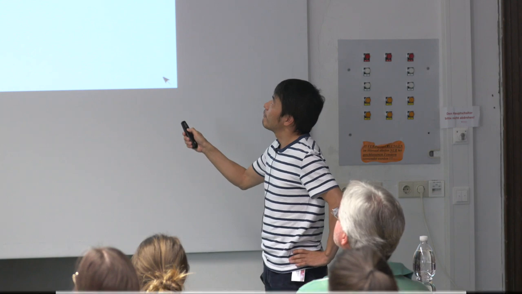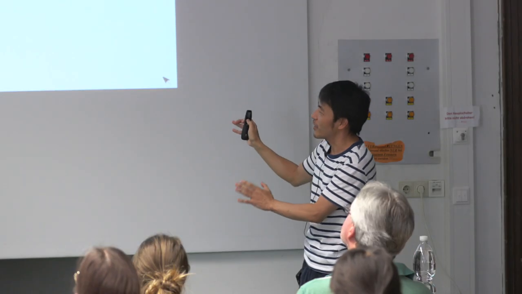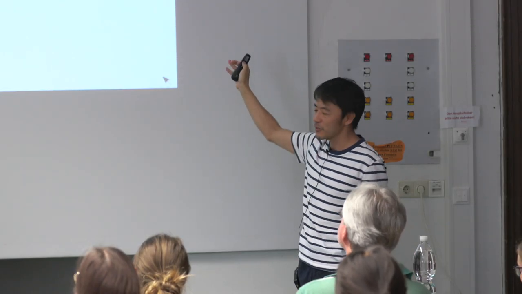But Venus has retrograde spin, and the period is larger than 200 days, so it's almost not spinning. From this figure, it's a bit difficult to say quantitatively, but at least we can say the properties are very diverse, right?